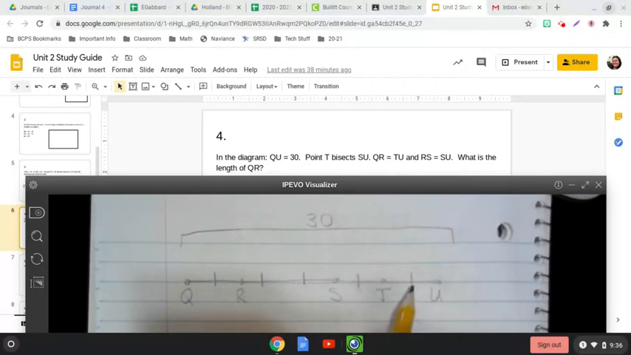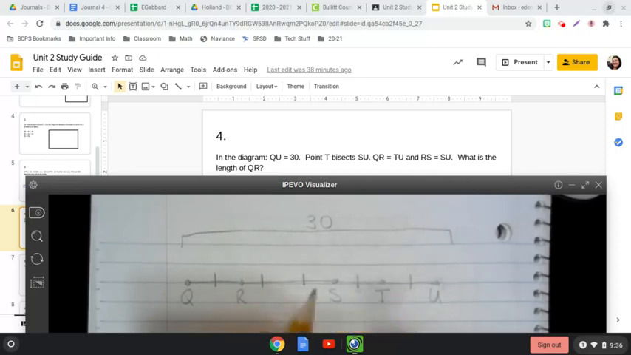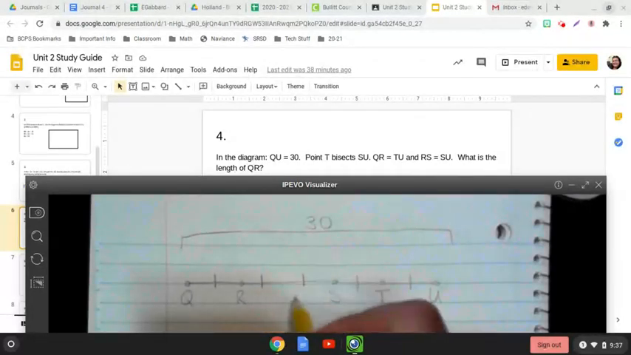We've broken our line down into equal parts. Let's see how many parts we have. 1, 2, 3, 4, 5. So we have broken down this line into 5 equal parts. And we want to know, what is the length of QR? So if we have 5 equal parts and we know the whole, we can do some easy math.